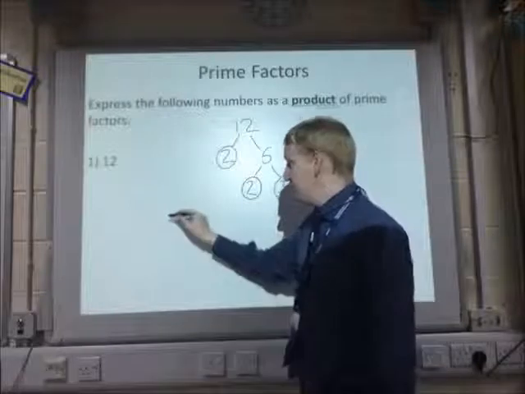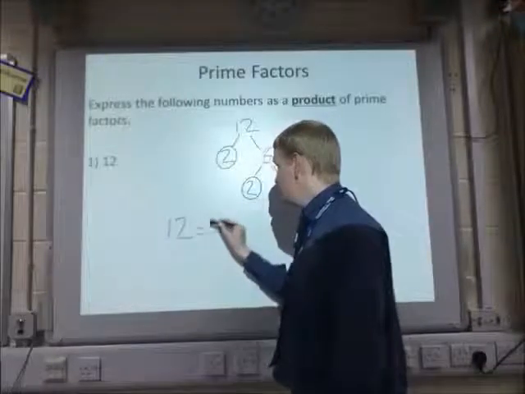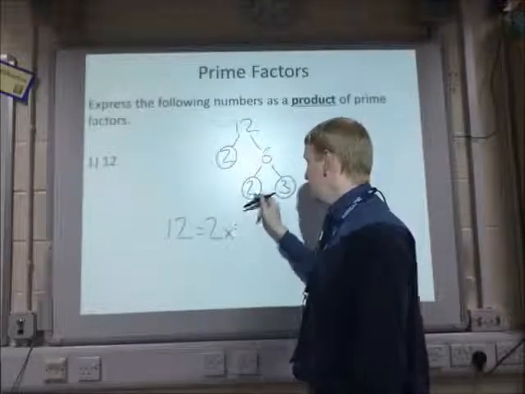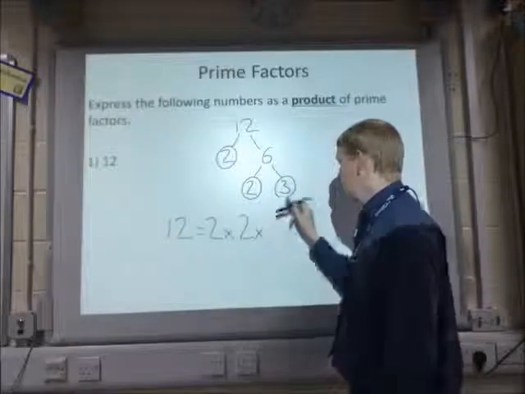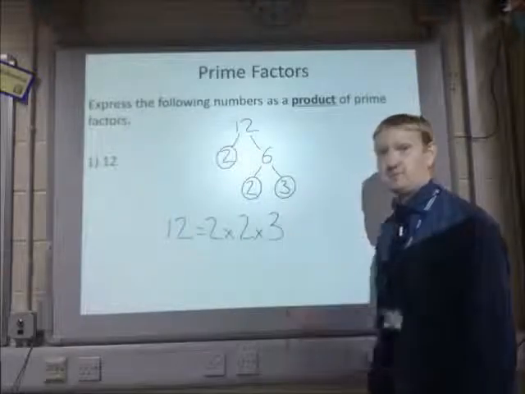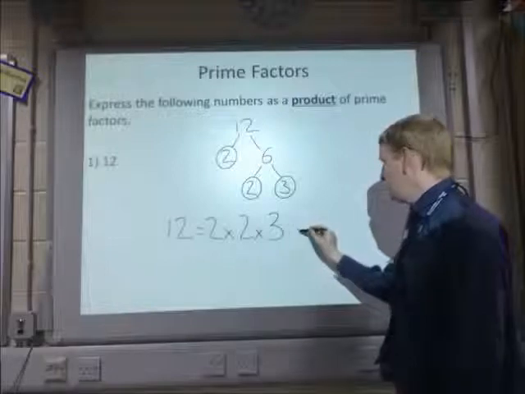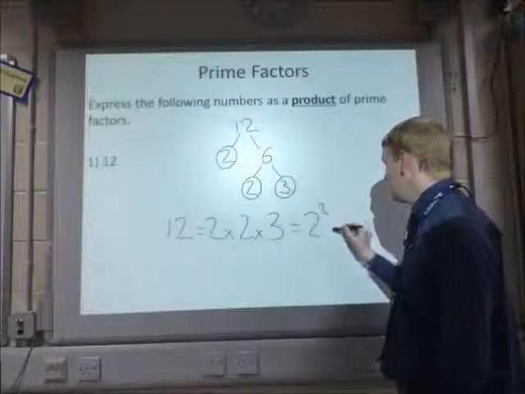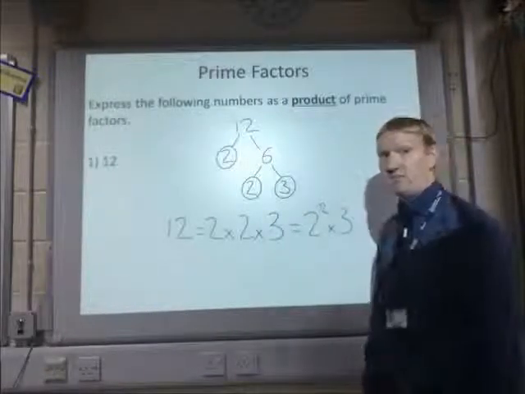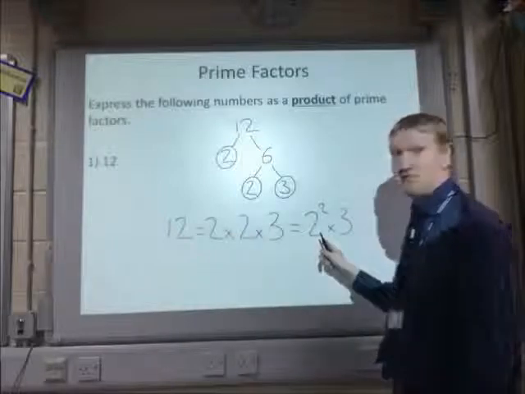So we can write 12 as 2 times by 2 times by the 3. You could also leave your answer as 2 squared times by 3 if you prefer, because 2 times 2 is just 2 squared.